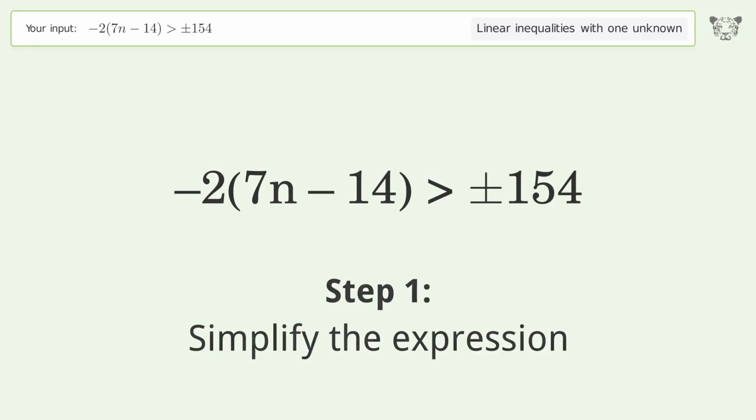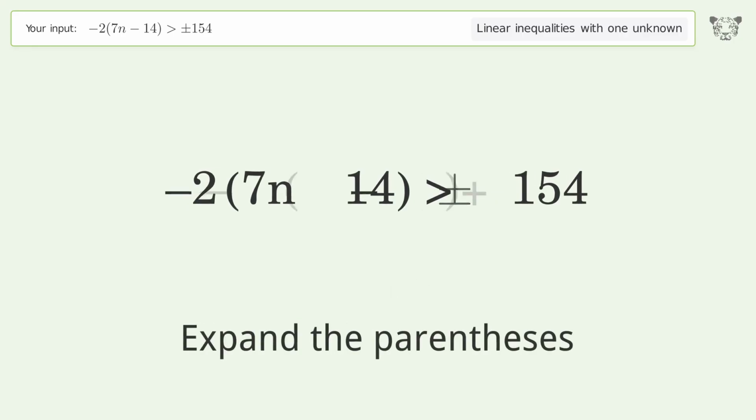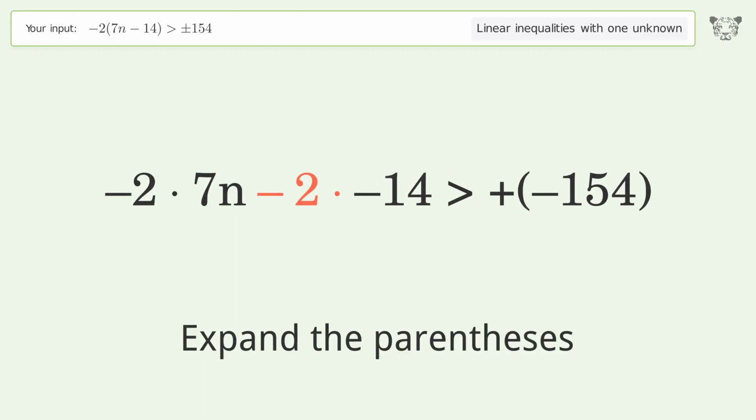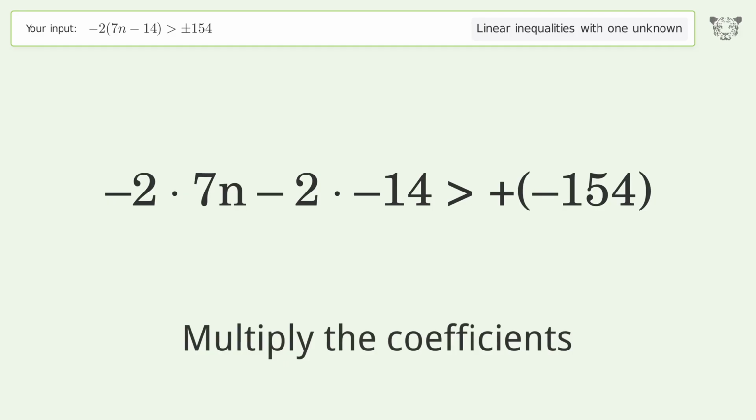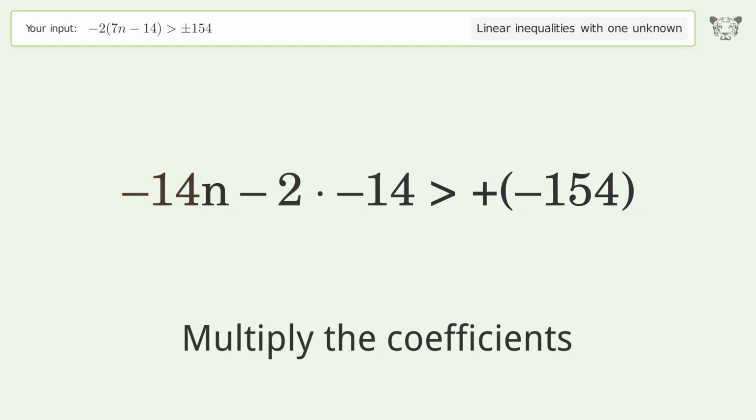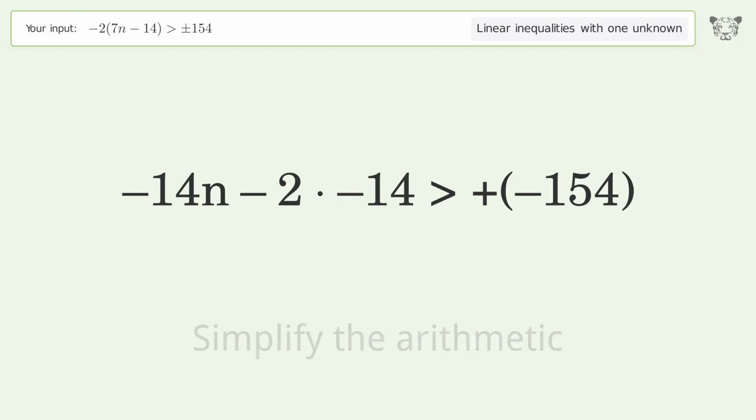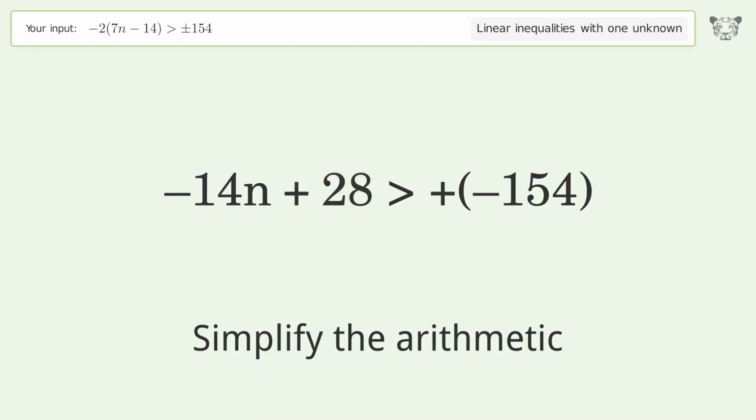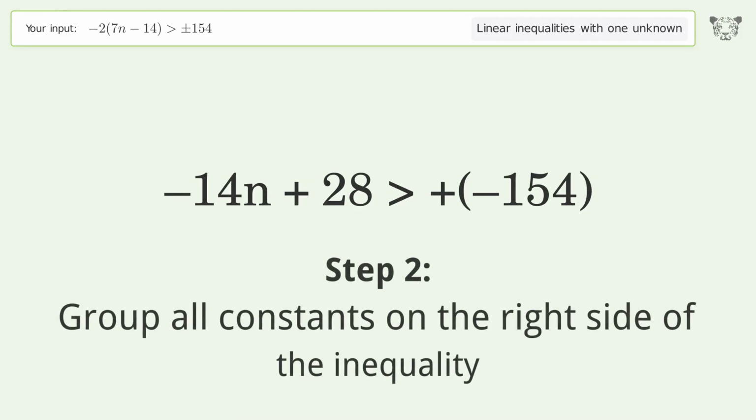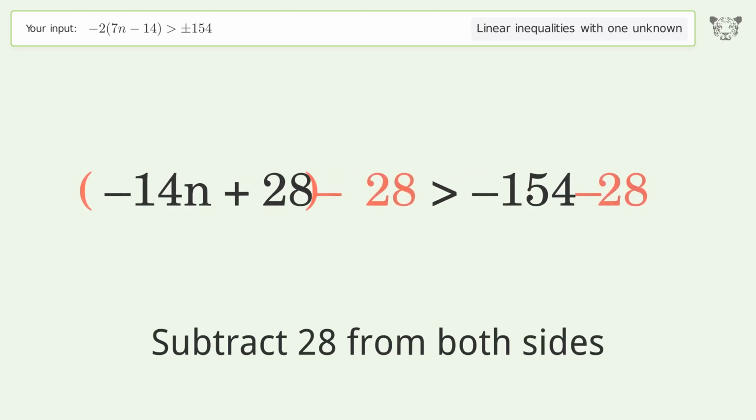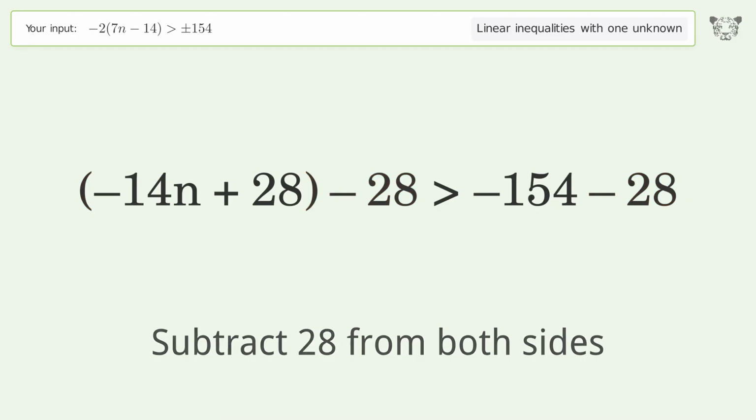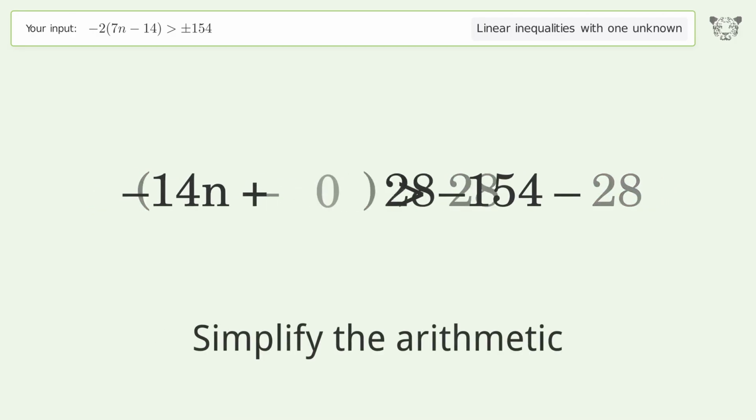Simplify the expression. Expand the parentheses. Multiply the coefficients. Simplify the arithmetic. Group all constants on the right side of the inequality. Subtract 28 from both sides. Simplify the arithmetic.